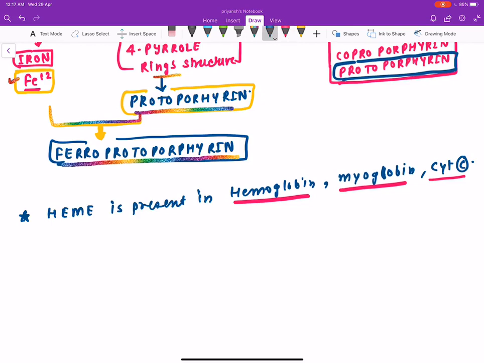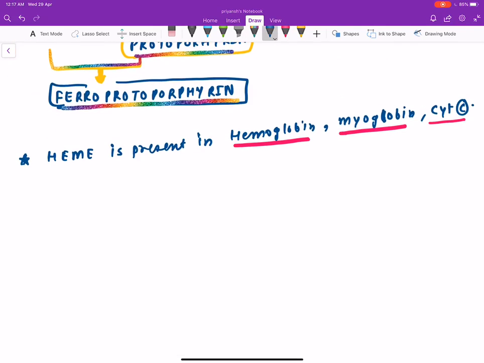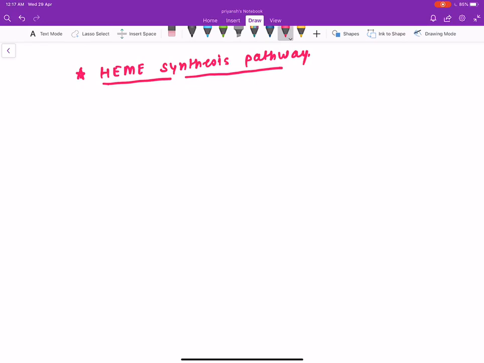Now, once we are clear with the meaning of heme, we will see the heme synthesis pathway. If we talk about the place or the cell where the heme synthesis pathway takes place, it takes place in all the cells of the body except mature RBC.